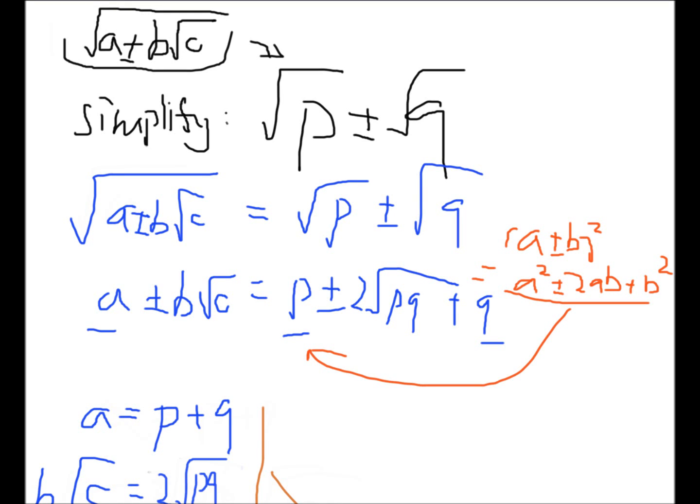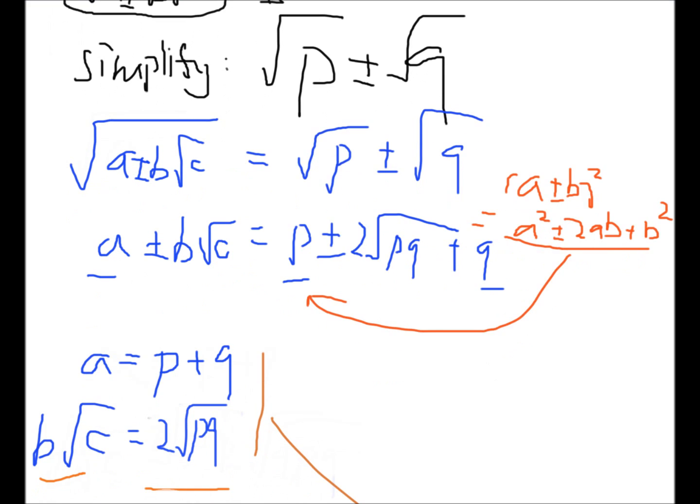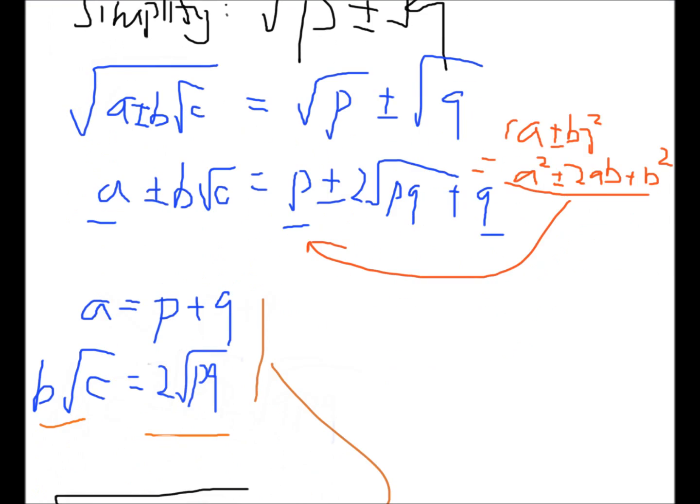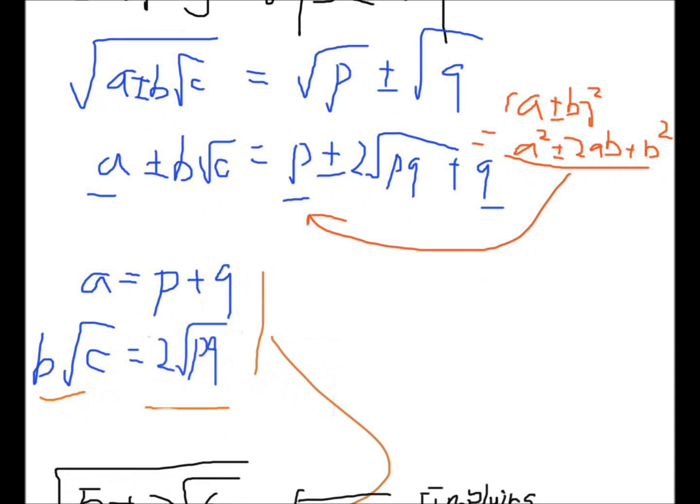Simplify equations in the form of the square root of a plus or minus b times the square root of c. From experience, I'm going to tell you this can be simplified into the square root of p plus or minus the square root of q. And why can we do that? I'm going to show you in a second. So directly writing, this equation is equal to this equation.